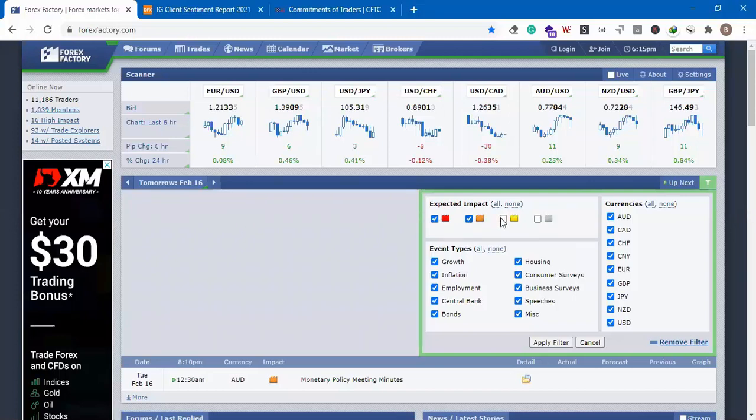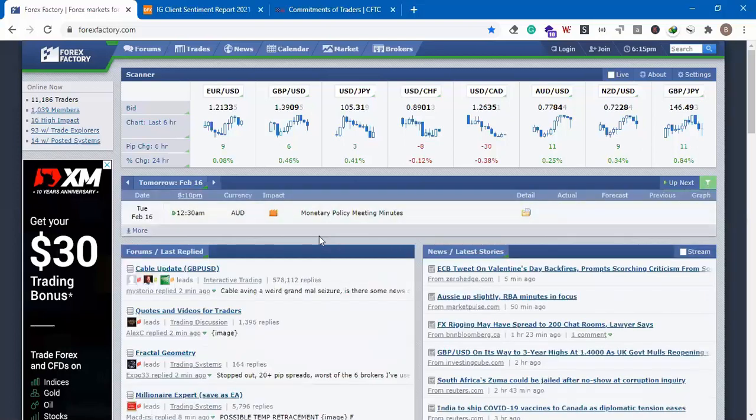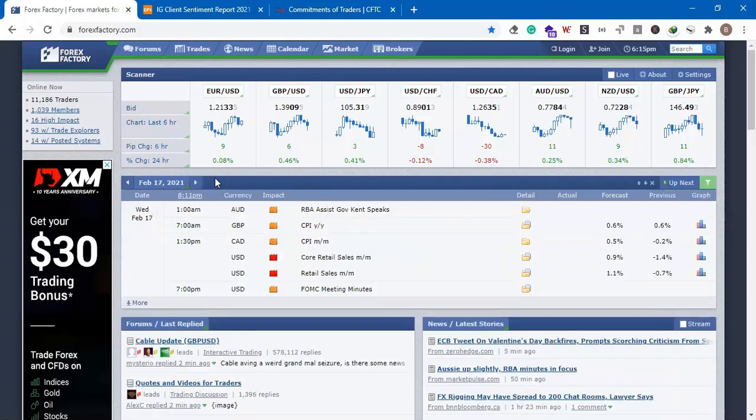The reason being that the low impact ones do not really cause much change in the forex market, but it's only the high and medium ones that usually cause some significant change in the market. So if you look here, tomorrow there is a news on monetary policy meeting, and it affects the currency pair, the Australian dollar.